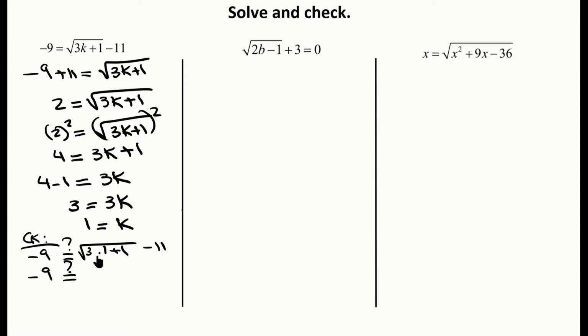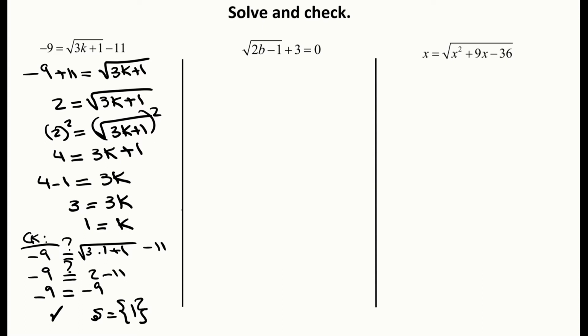Of course, we know this is 3 plus 1, which is 4, and the square root of 4 is 2. So we get 2 minus 11. Now we can drop the question mark because -9 does indeed equal -9. So that checks out, and now we can write down our solution set, which contains k equals 1. So remember, you don't need to put the k or the equals, you just put the numerical value of the solution in the solution set.